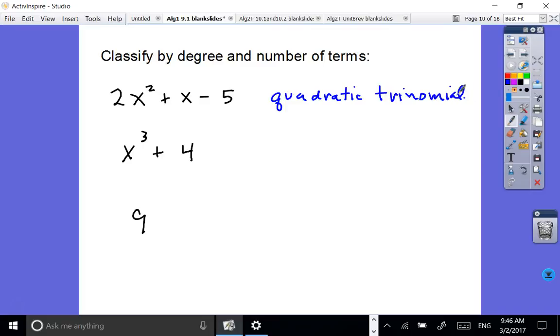What about the second one? What's the degree? Yeah, the degree is 3, so we would call that a cubic. And how many terms? 2. So what's the word for 2 terms? Binomial.